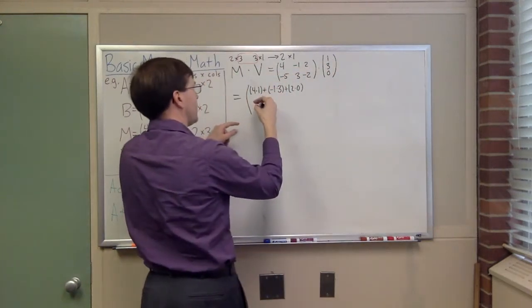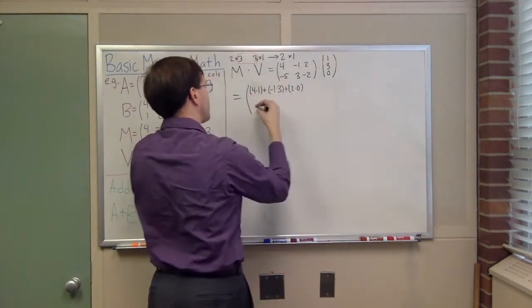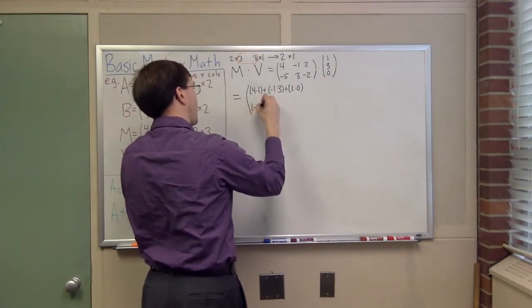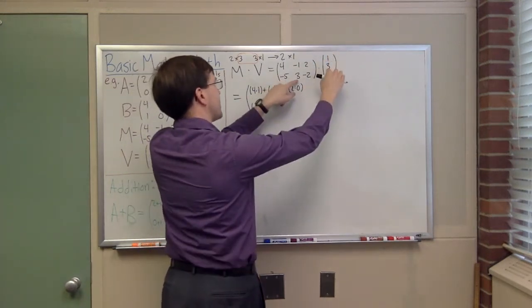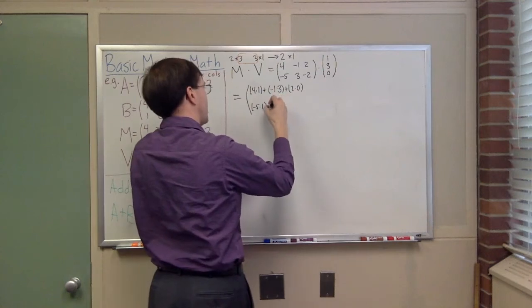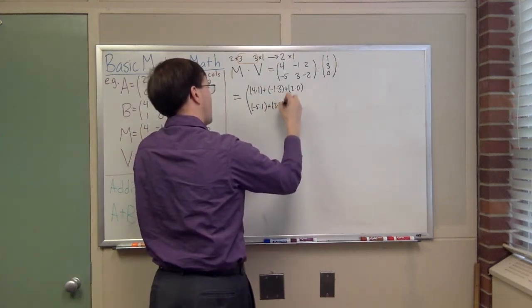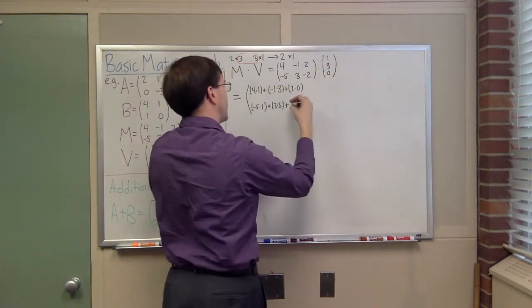Next, we come down here, and we do negative 5 times 1 plus 3 times 3 plus negative 2 times 0.